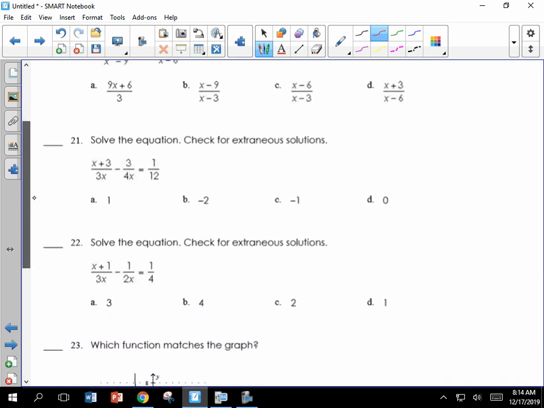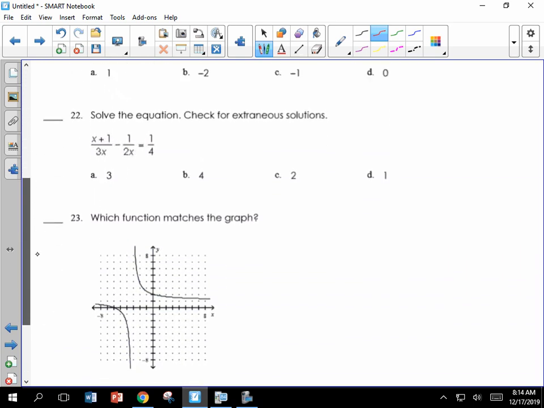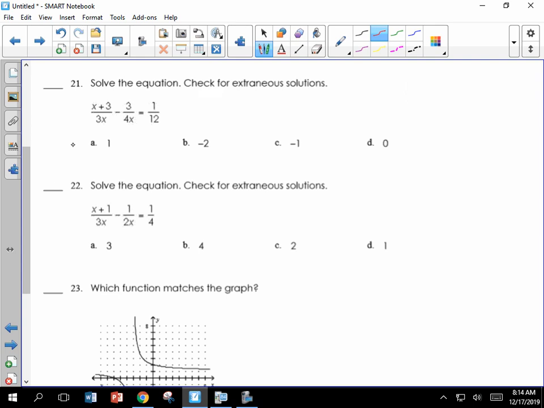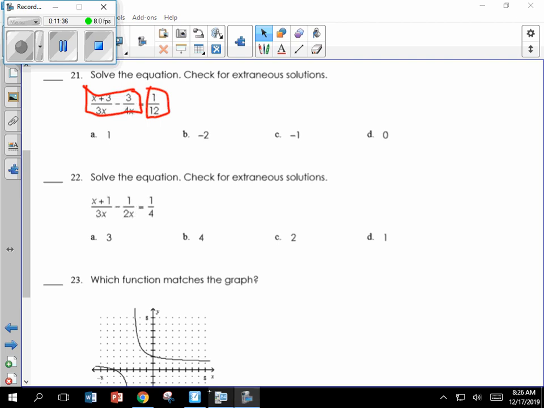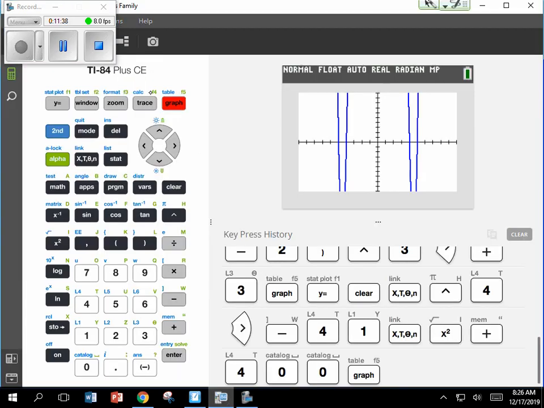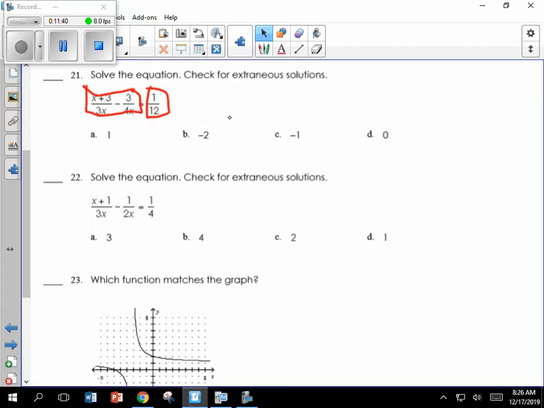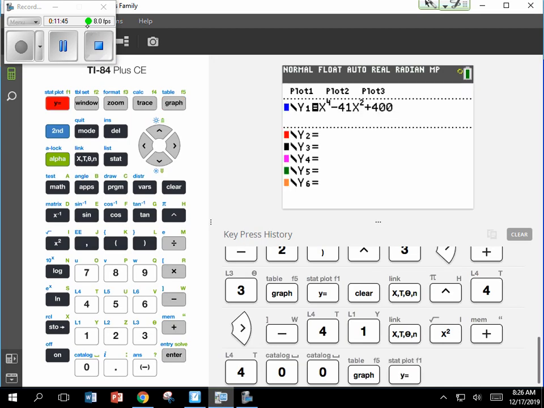All right. 21 and 22 are done the same way. They're both going to be graphing. You put this side into y1 equals, and you're going to put this side into another y equals. All right, so I'm going to take both equations and plug them in. The first one, x plus 3 over 3x, into the y1.